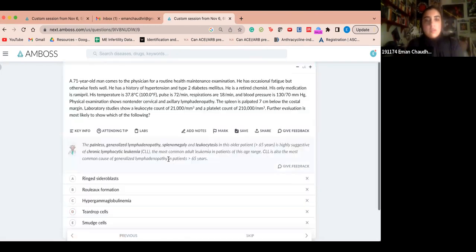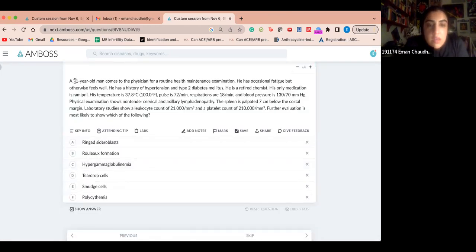Okay, next question. So, a 71-year-old man comes to the physician for a routine health examination. He has occasional fatigue, but otherwise feels well. He has a history of hypertension and type 2 diabetes. He's a retired chemist. His only medication is ramipril. What is ramipril? You guys took CVP.